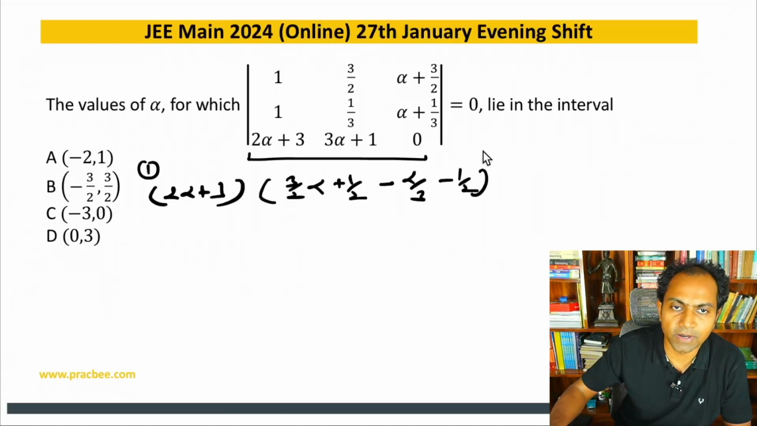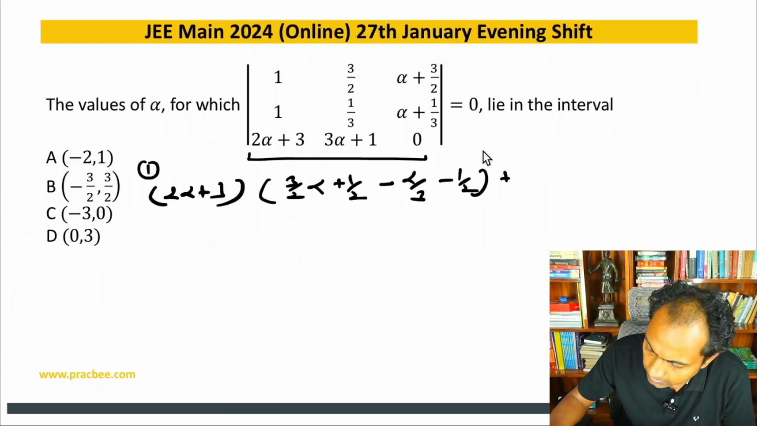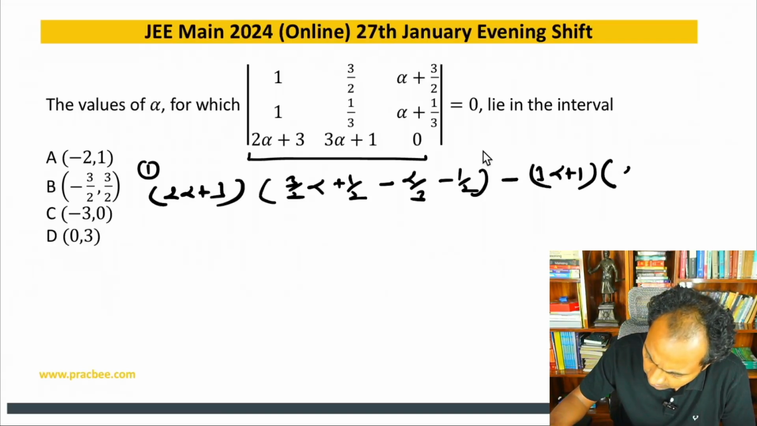This is the first part. For the second one, we have a minus of 3 alpha plus 1 into alpha plus 3, 1 by 3 minus alpha plus 3 by 2.